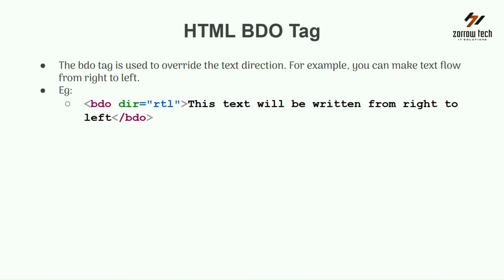HTML BDO for bidirectional override. The BDO tag is used to override the text direction. For example, you can make text flow from right to left.